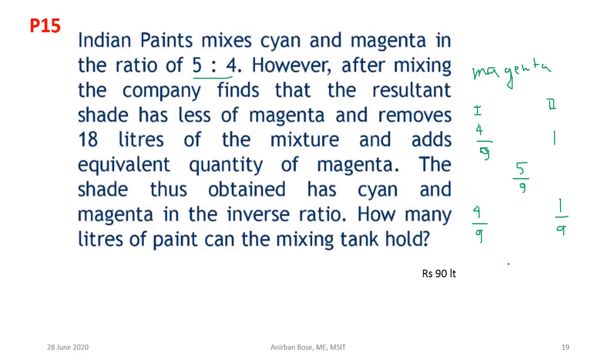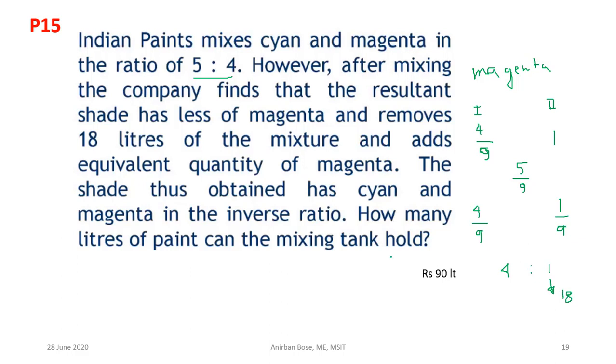So the ratio was 4:1. This is the ratio. Now what does this 1 correspond to? It is given that 18 liters of the mixture was taken out and replaced with an equivalent amount of magenta. So this 1 corresponds to 18 liters.